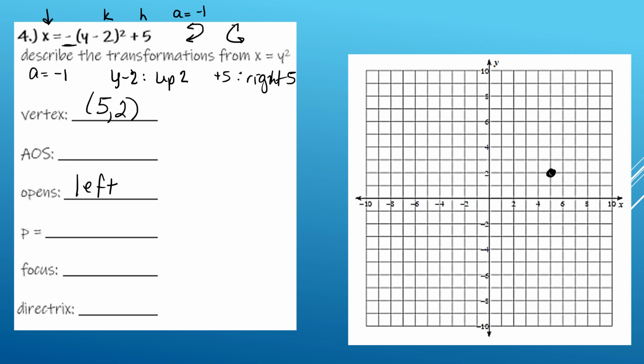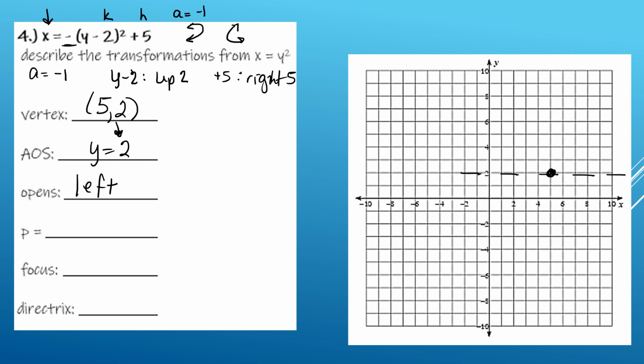We know it opens to the left, so I kind of give myself a little idea, hey, it's going to go to the left this direction. So therefore my axis of symmetry has to cut right through the vertex in a horizontal line. So we are going to use the 2 from our vertex. We're going to use that y coordinate, y equals 2 for the AOS.